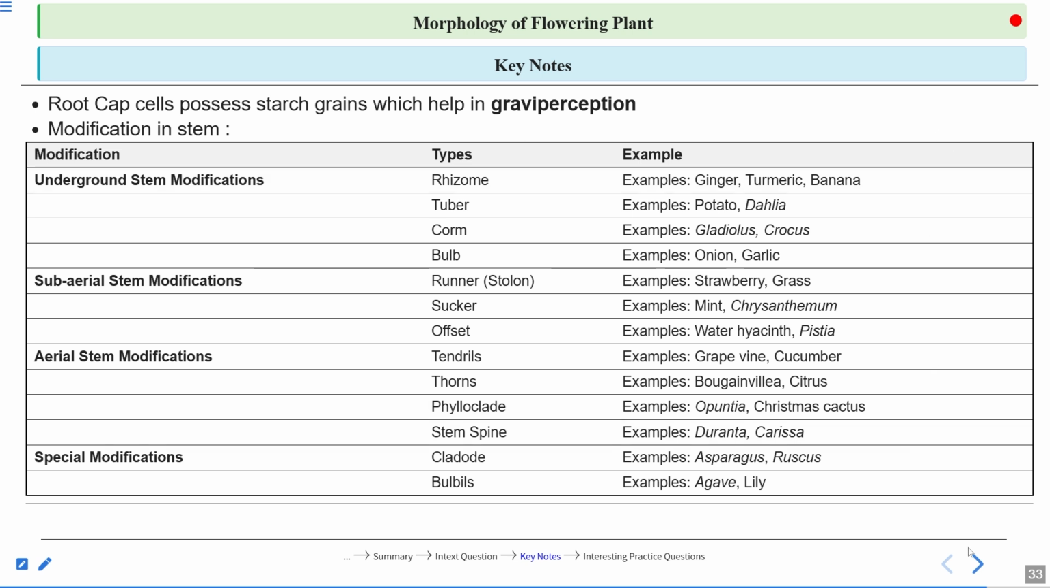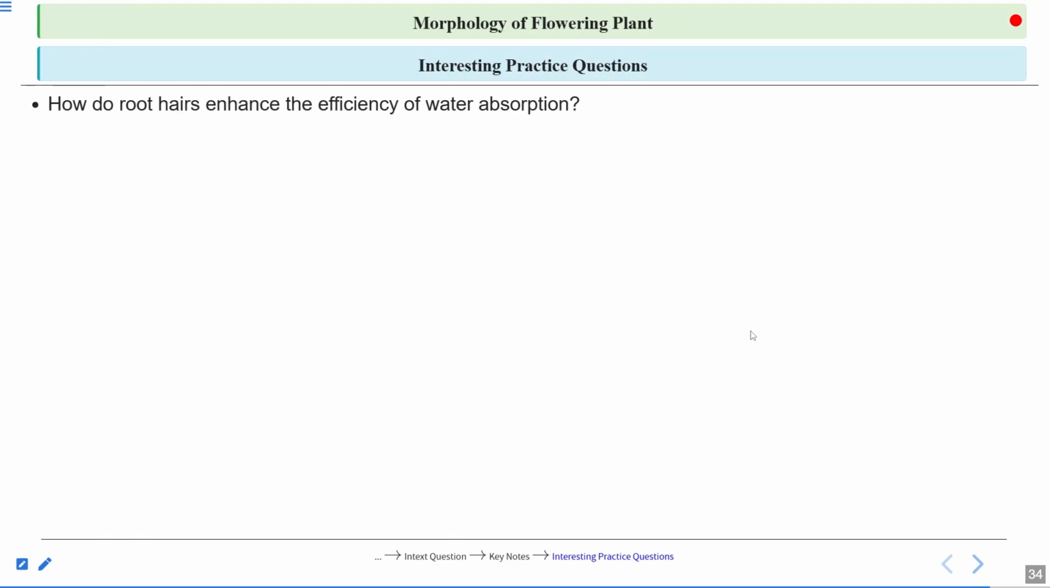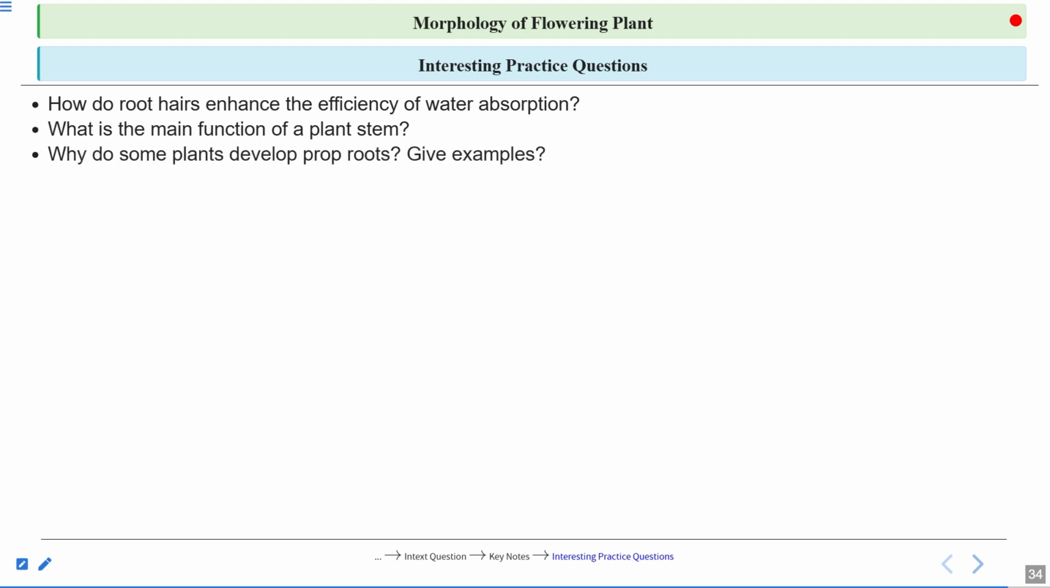We have a table here with the examples. Some interesting questions that you are going to solve on your own. How do the root hairs enhance the efficiency of water absorption? Second, what is the main function of the plant stem? Why do some plants develop prop roots? Give examples. If they are developing them, you have to give some examples as well.